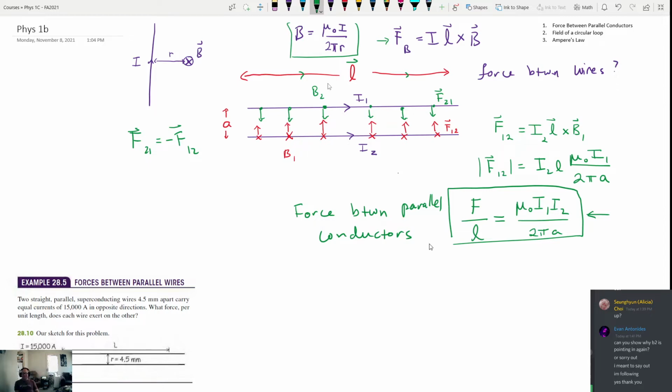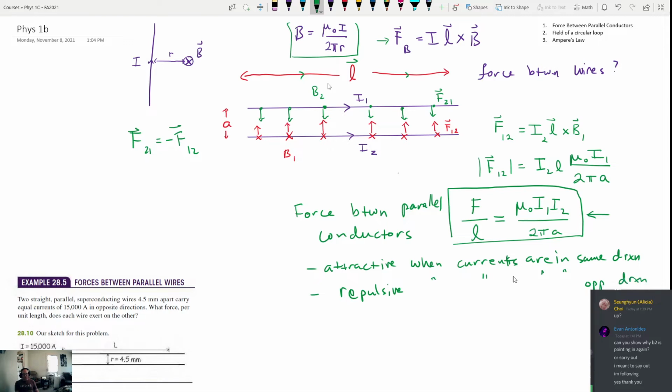Oh, that's the other piece of this. The force between these cut conductors is attractive when the currents are in the same direction, and it's repulsive when currents are in opposite directions.